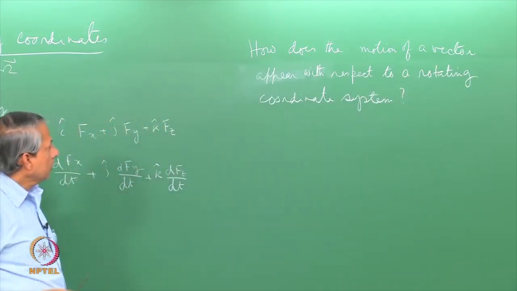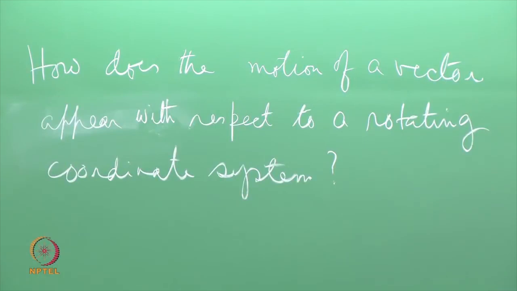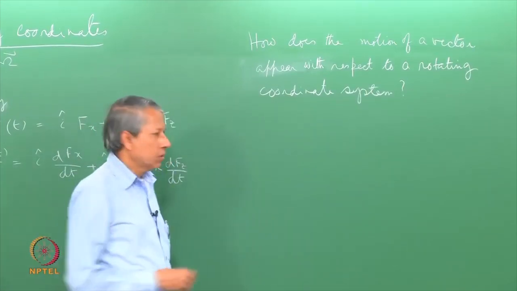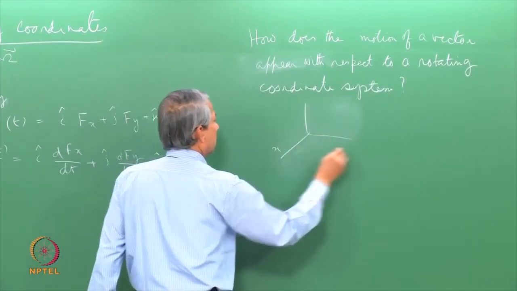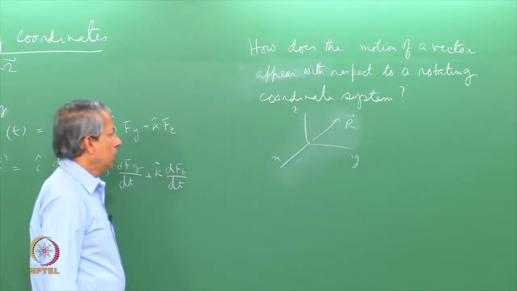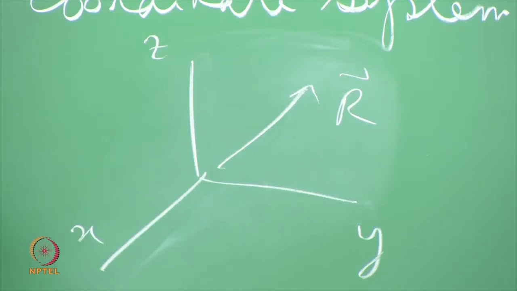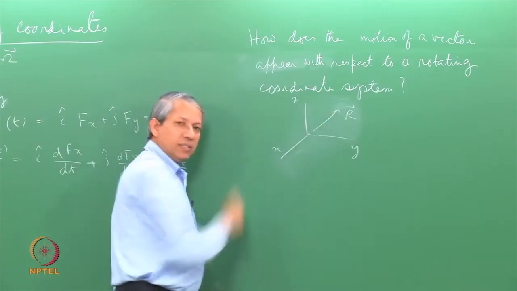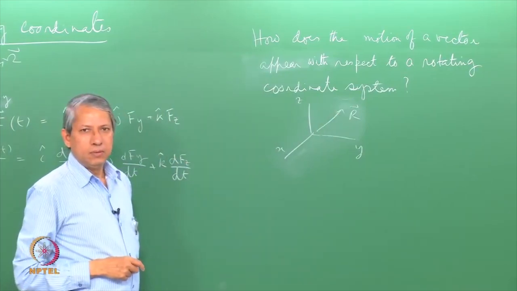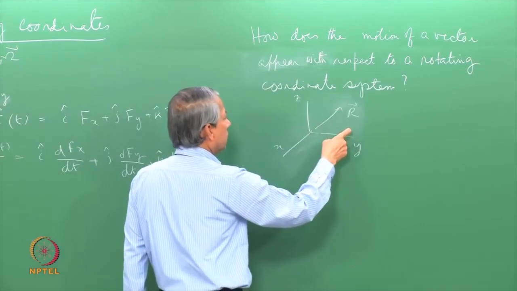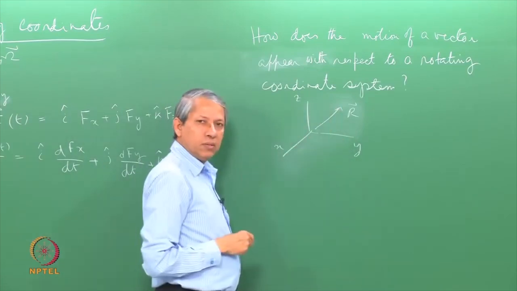So, how does the motion of a vector appear with respect to a rotating coordinate system? It is a type of relative velocity or relative motion. So, let us say I have the coordinate system again x, y, and z, and this is the vector pointing in a certain direction. It is a question of relative motion. If I sit on this coordinate system, the vector itself will appear to rotate. That is understandable: with respect to the vector, this coordinate system is rotating, meaning with respect to the coordinate system, the vector is rotating.